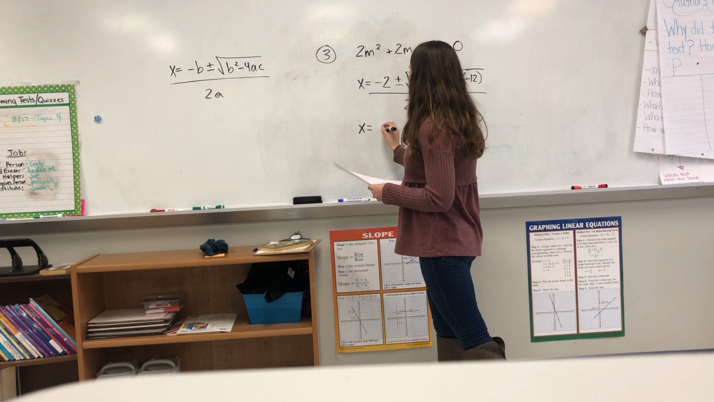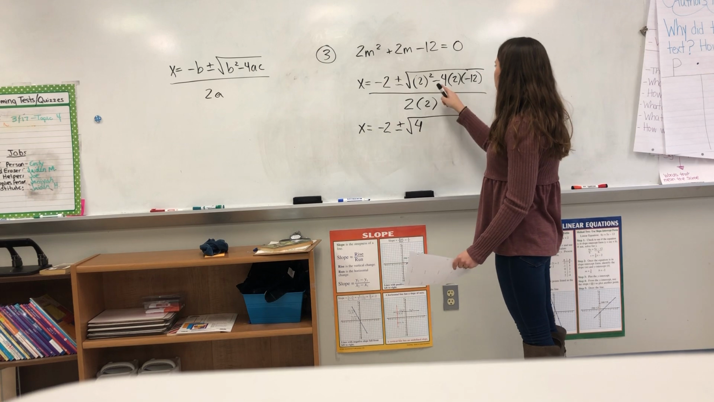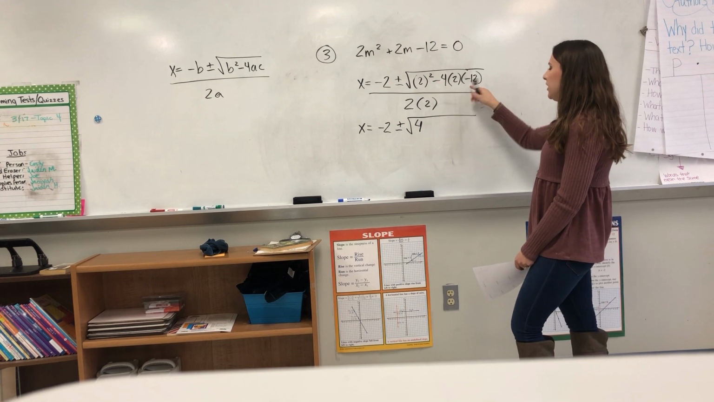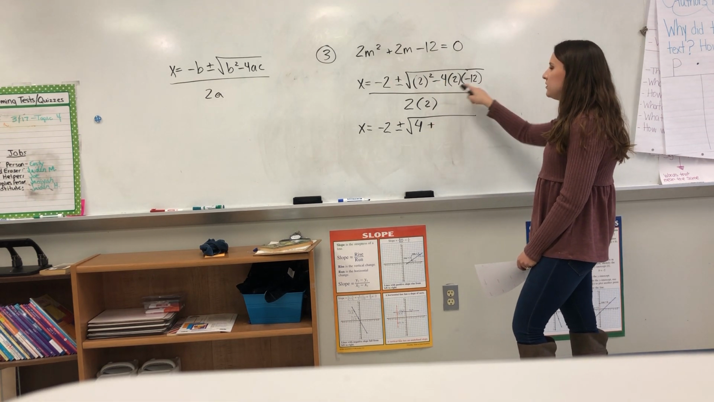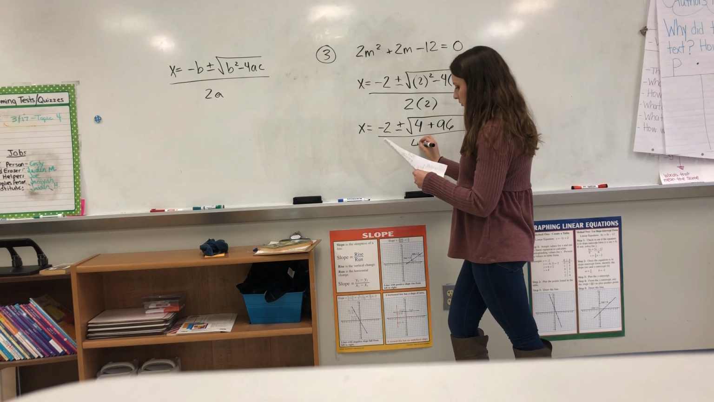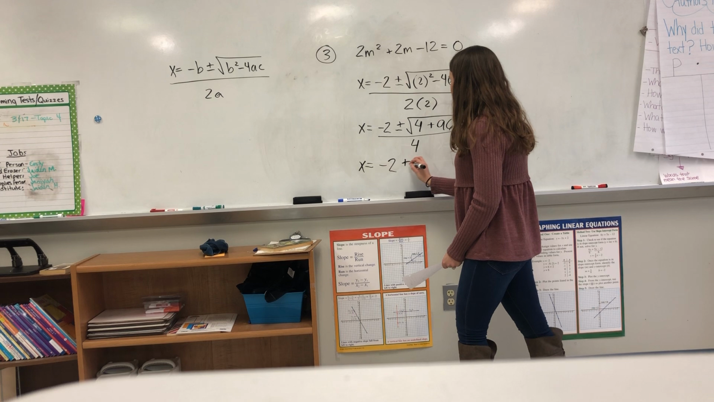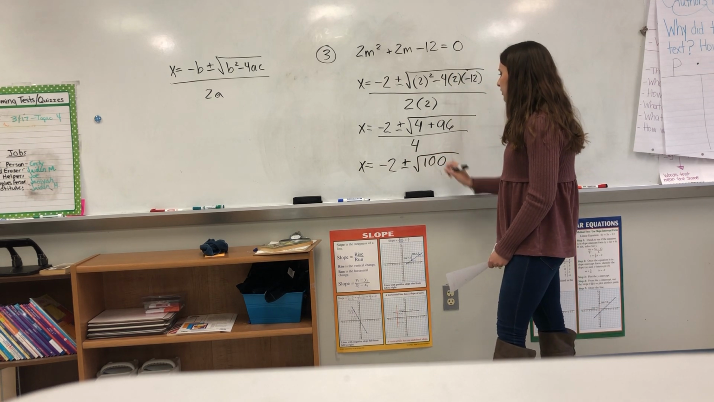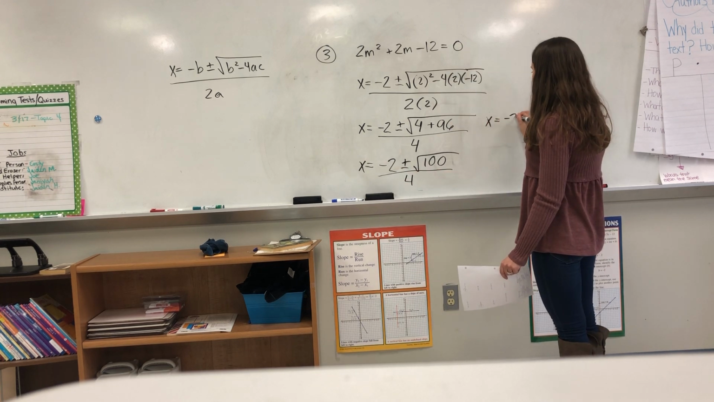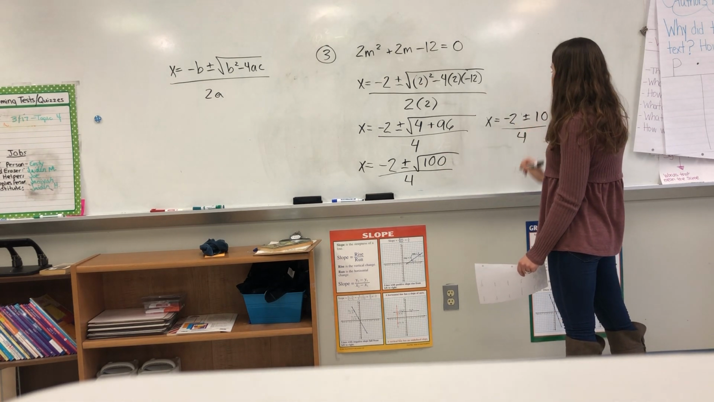Okay, next step, x equals negative 2 plus or minus 2 squared is 4 minus, this is actually going to turn to a plus because we have negative negative, so plus 4 times 2 is 8 times 12 is 96, all over 4. x equals negative 2 plus or minus radical 100 over 4. x equals negative 2 plus or minus the square root of 100, which is 10, over 4.